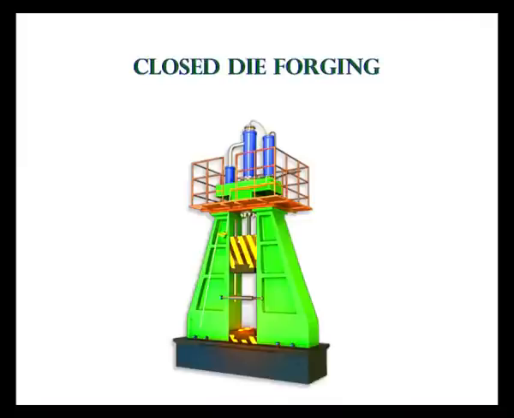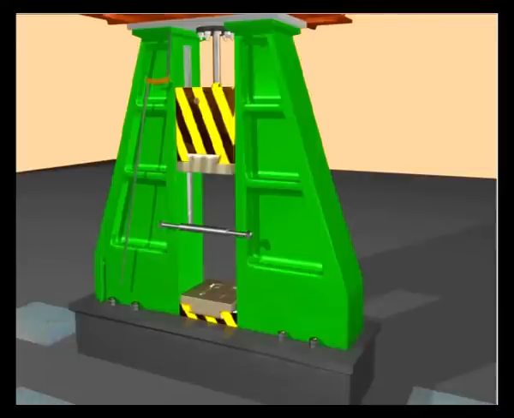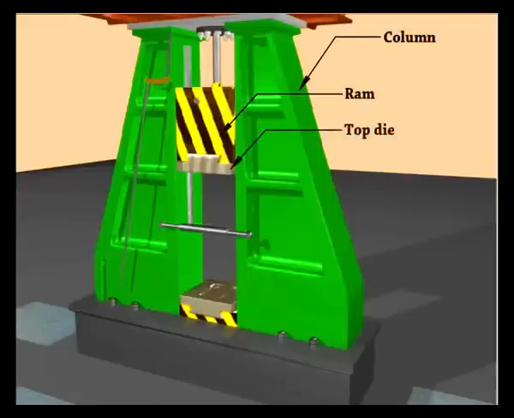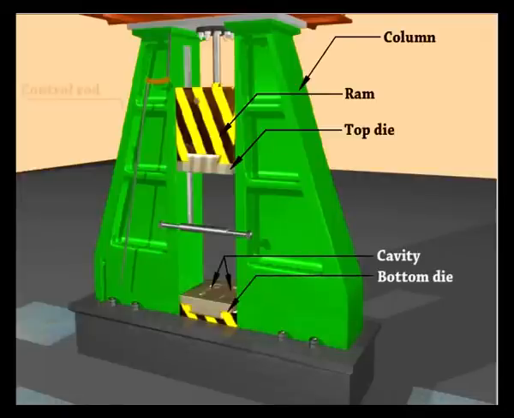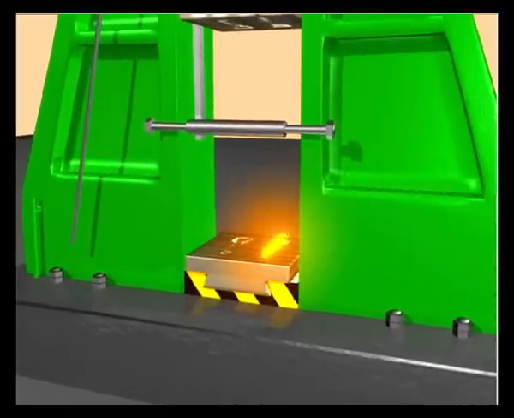Closed die forging. Let us see an example for closed die forging. A simple closed die forging machine consists of column, ram, top die, cavity, bottom die and control rod. Hot billet.